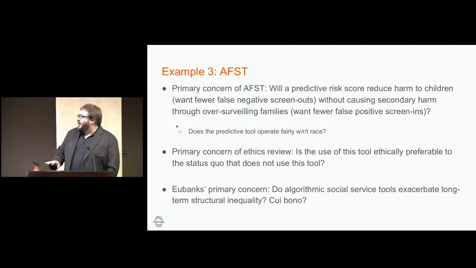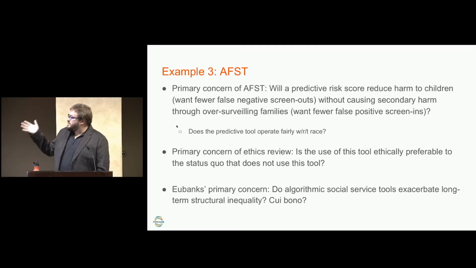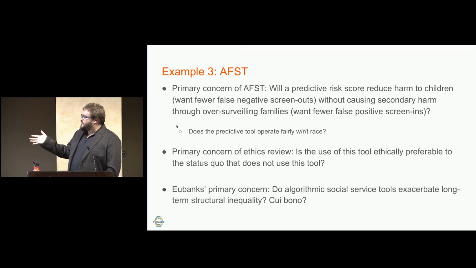It's very strange. And there's an important methodological point buried in there, right? So what's the primary concern of the people designing and deploying AFST? They want a predictive risk score that reduces harm to children, which means they want fewer false negative screen outs, without causing secondary harm through over-surveilling families. That is, they want fewer false positive screen ins. Right, so they're optimizing for less false negative screen outs and less false positive screen ins.